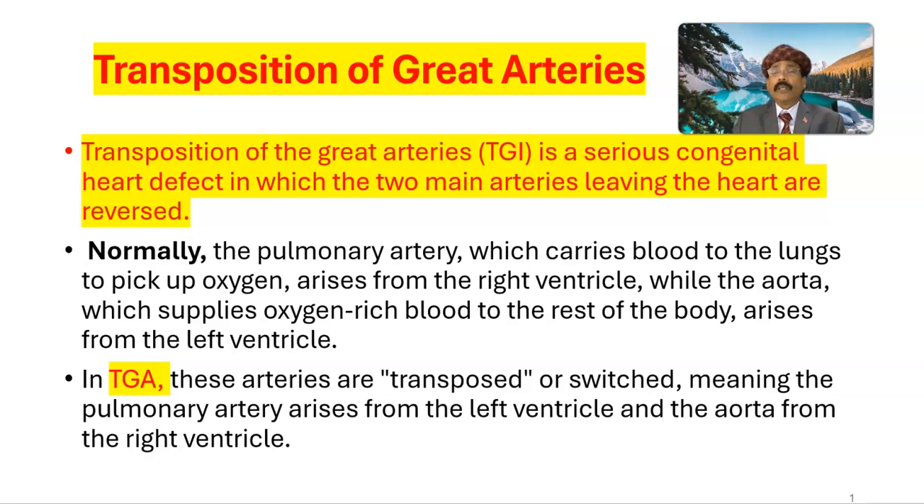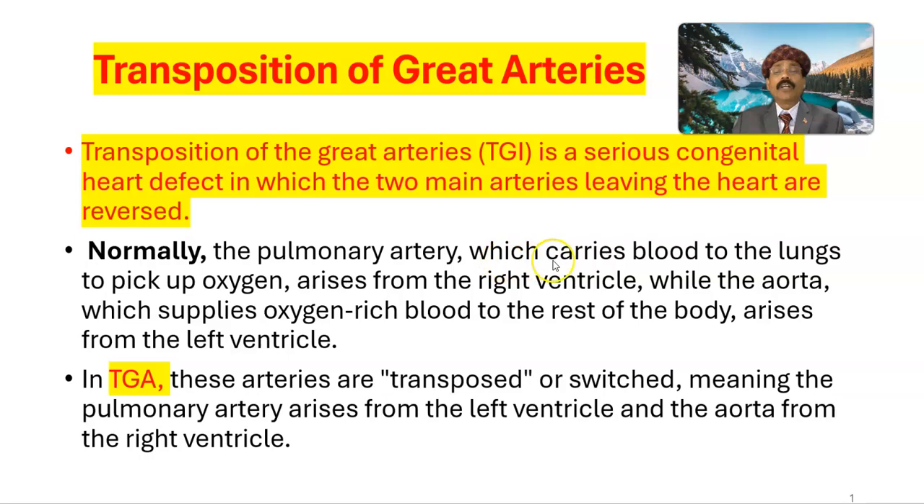What are the great arteries? These are the ascending aorta and the pulmonary trunk. Transposition of great arteries, TGA, is a serious congenital heart defect. Incidence is 1 in 3,500 to 5,000 live births, in which the two main arteries leaving the heart are reversed.